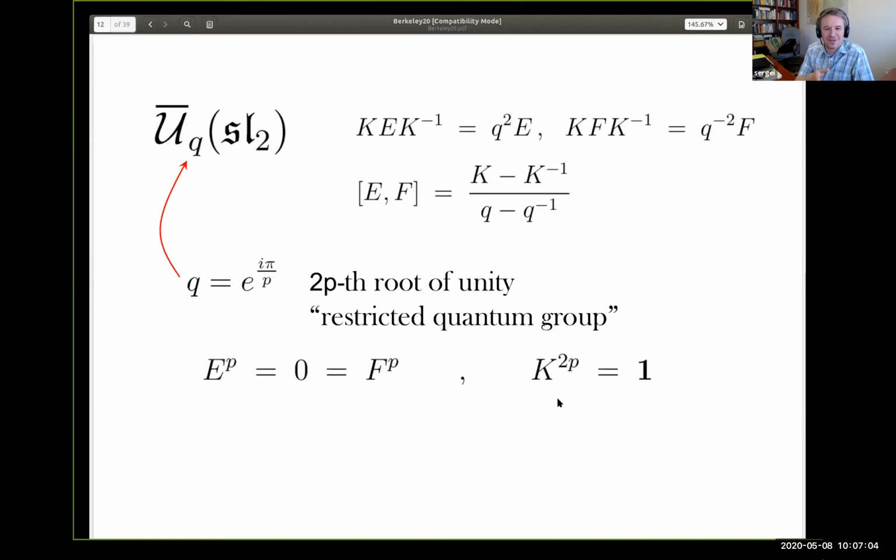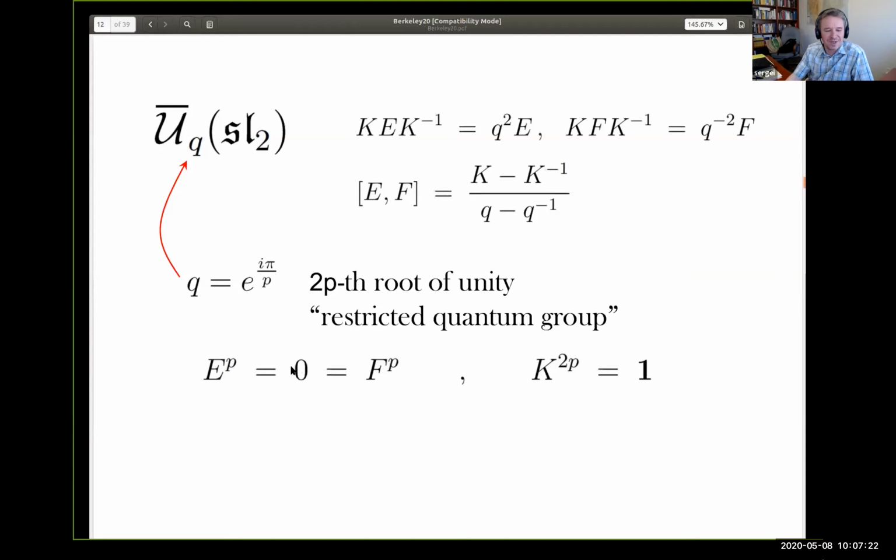And like I say, it's a good question to ask what happens. There should be an analog of this story I'm going to tell you, but I don't know the answer, if p is an odd root of unity as well. But what I'm going to tell you next is something that I don't know how to phrase in that case.